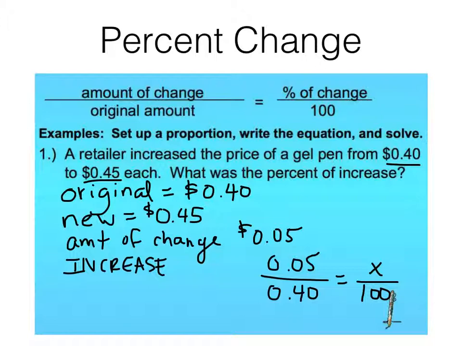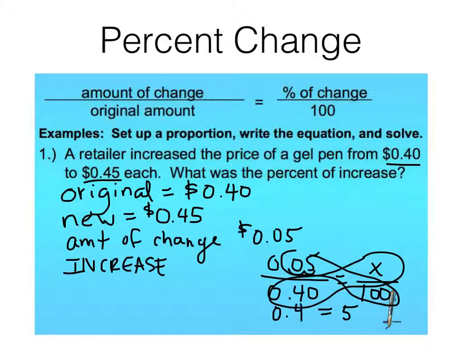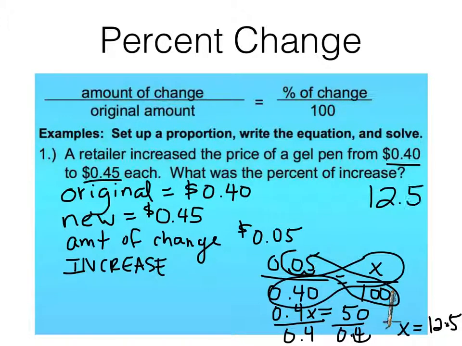Cross multiply and solve. When I cross multiply in this case, 5 cents times 100 just gives me 5. I know that seems counterintuitive, but think about what happens when you multiply by 100. You just move that decimal point 2 spaces. So when I multiply this, I get 5. And over here, I get 0.4x. Divide on both sides. 5 divided by 0.4 is 12.5. So the percent of increase in this particular situation is 12.5%. Now the retailer jacked up the price 12.5% on the gel pens. All right, next question.